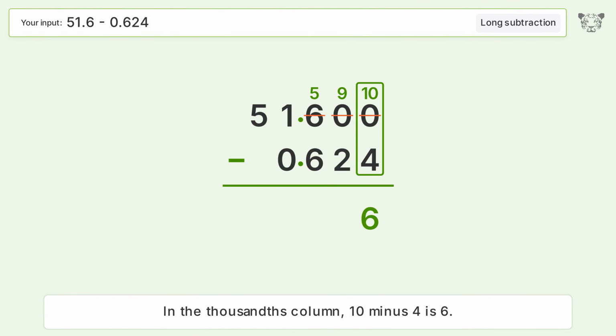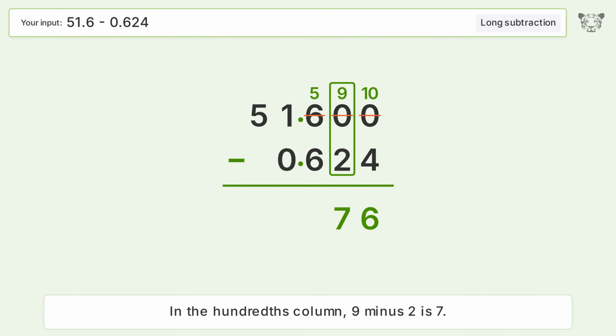In the thousandths column, 10 minus 4 is 6. In the hundredths column, 9 minus 2 is 7.